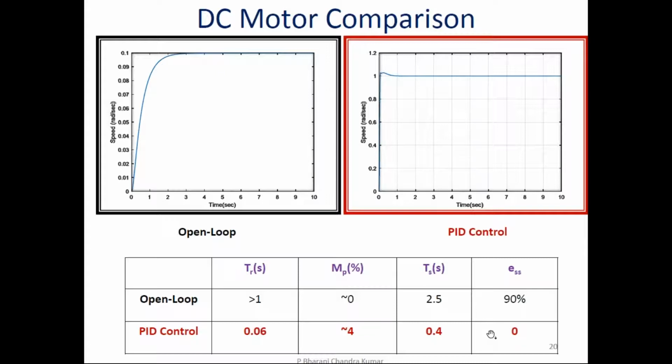Now the question here is, what values of PID have I used? That is the big question, the $100 question. How do I get these PID values? I will show you with a very simple example how to design the PID controller and how to do the auto tuning. So please bear with me for another 5 to 10 minutes.